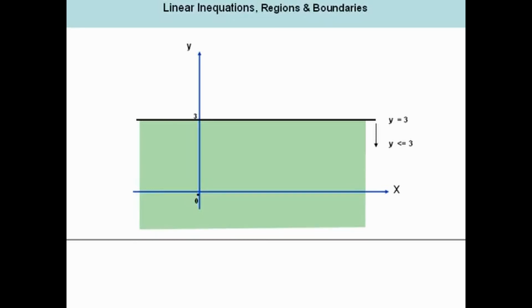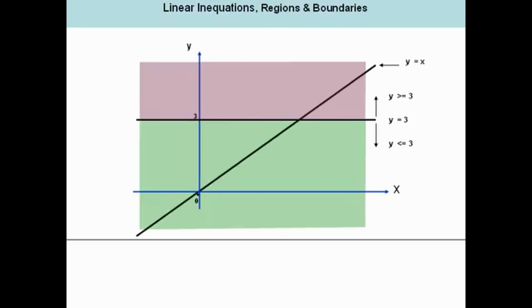Naturally, if we extend that argument, everything above the line would also be another region, but that region would now be defined by the inequation y is greater than or equal to 3. So what we notice then is that the line y equal 3, a single line, is the boundary of those two regions. Let us extend that argument by superimposing another line on this graph.